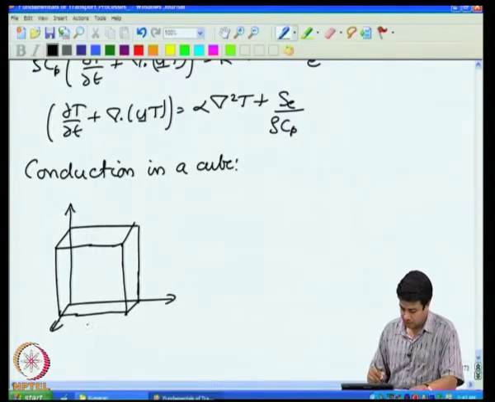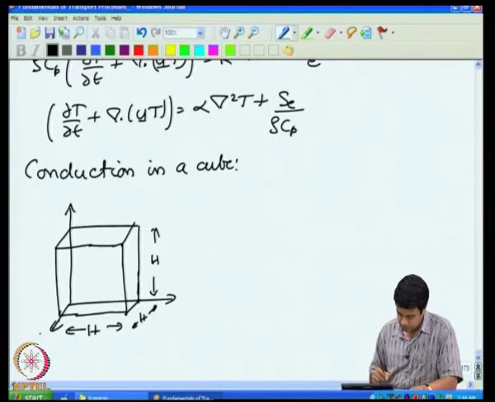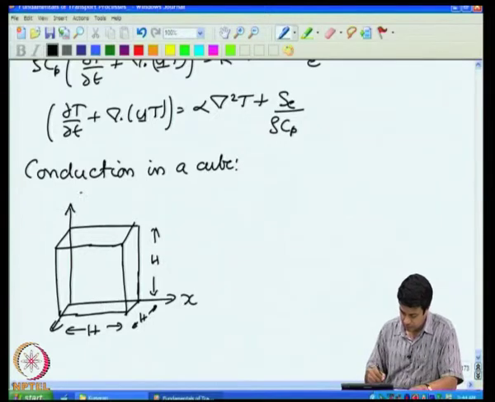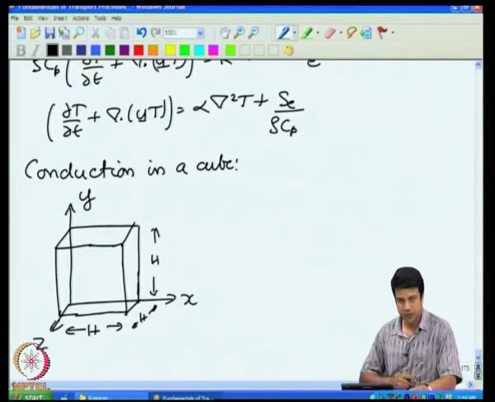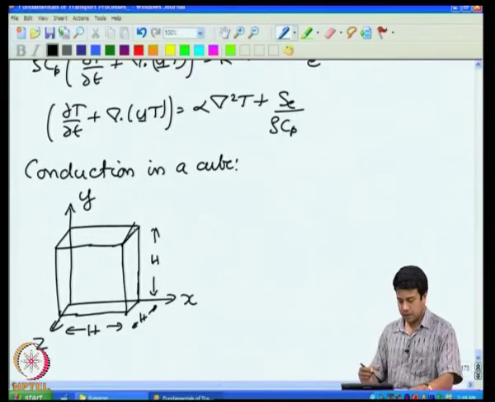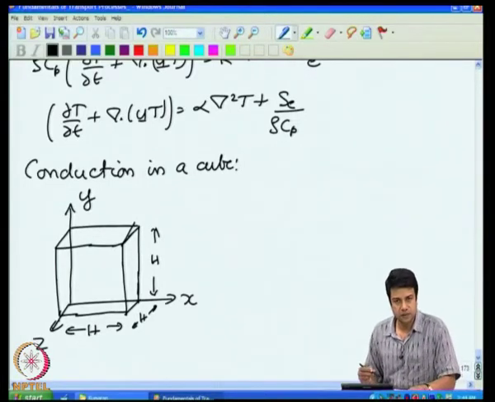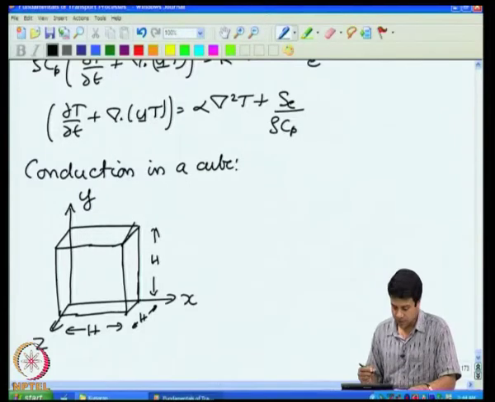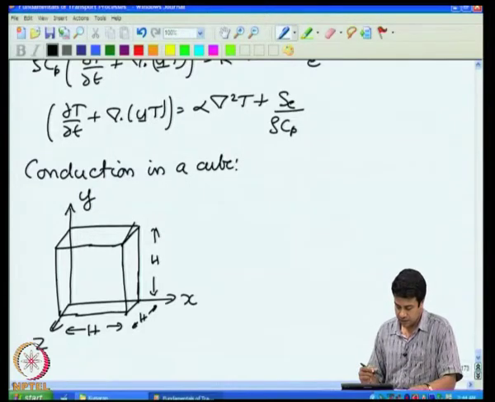Okay, of side h in all directions. So, I will use a coordinate system here x, y and z. Now, the front and back faces of this cube we will assume are insulated. So, there is a no net flux condition.